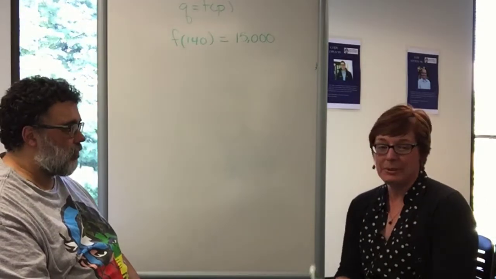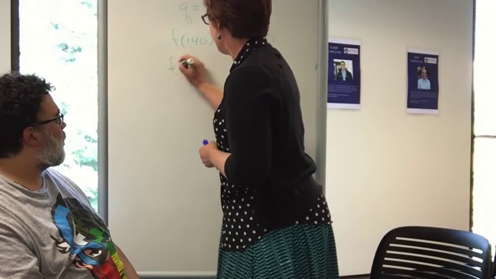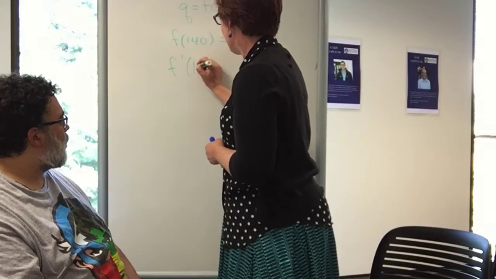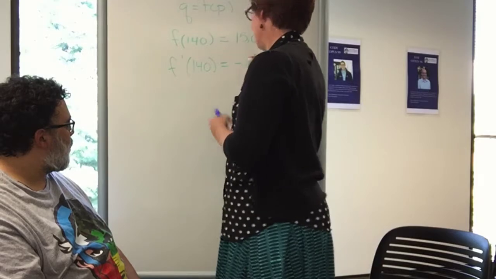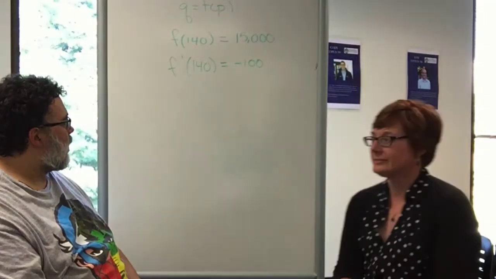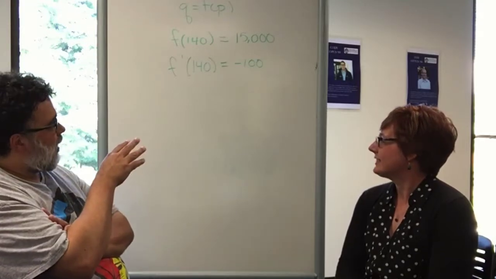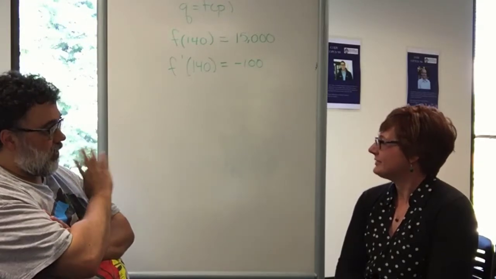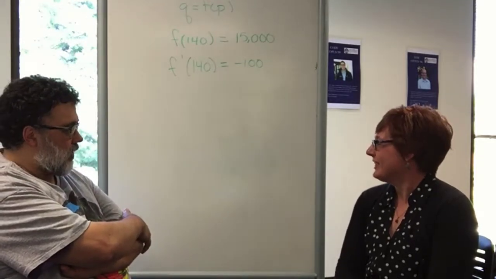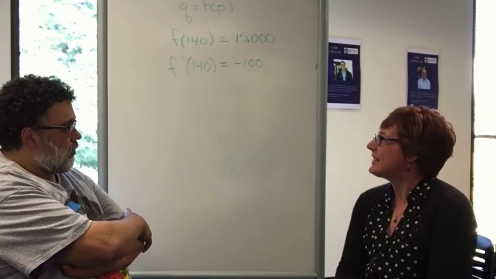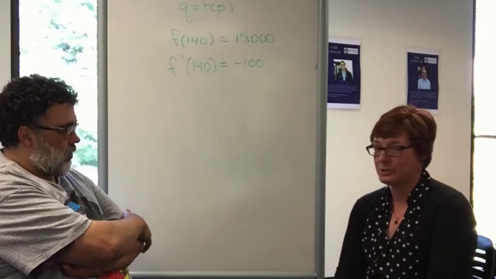And we also know a derivative at that same price point. So f prime of 140 is negative 100. It's kind of interesting to have information about the value and the rate of change, but no other information about the function. Exactly. So it's kind of a mystery function, but we do know what's happening at least a little bit right at 140, or right around $140 per skateboard.